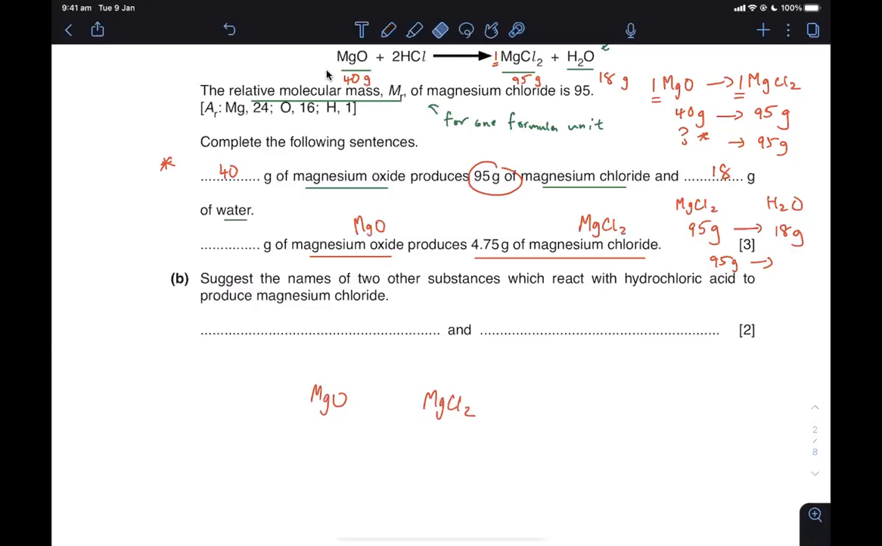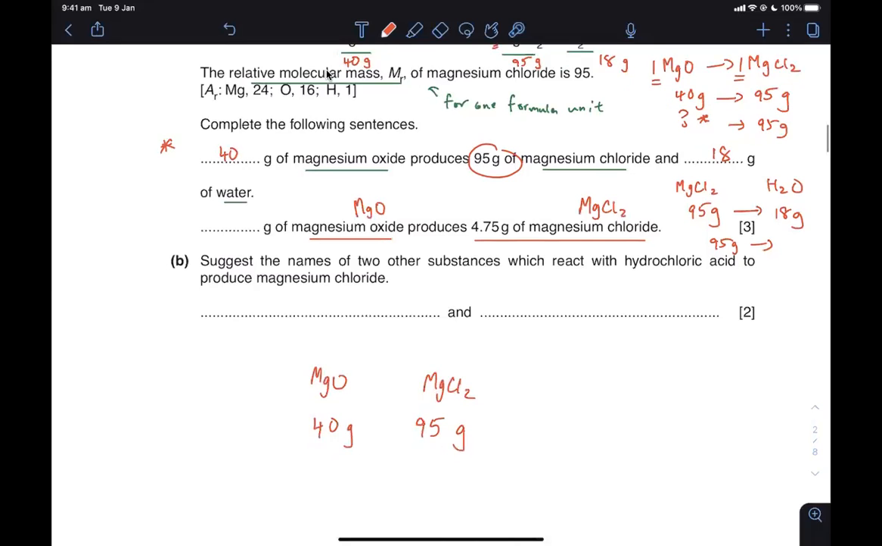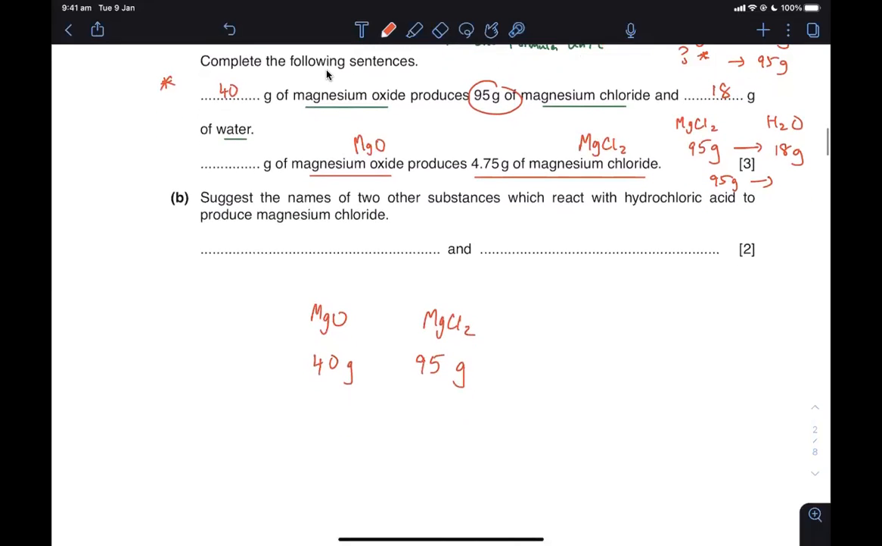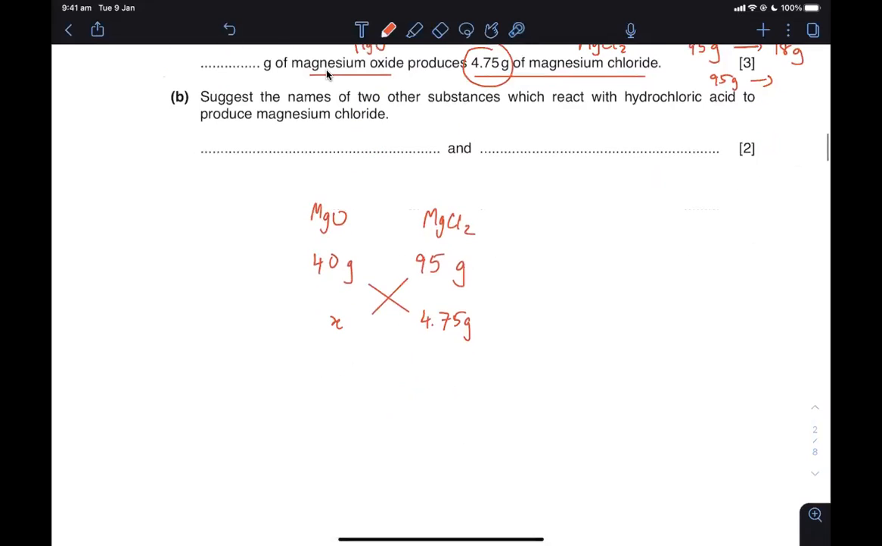So unless you know how to calculate your relative molecular mass or your Mr, you will have problems with this kind of question every single time. Here, this is slightly tricky because it's no longer the same number. It's 4.75 grams. So what we're saying is this is X. So 40 grams of MgO give you 95 grams of MgCl2. So what we do is we can cross multiply. When you cross multiply, it means on the opposite side. So you have 40 grams, which is just a unit, so I don't want to show the gram now.